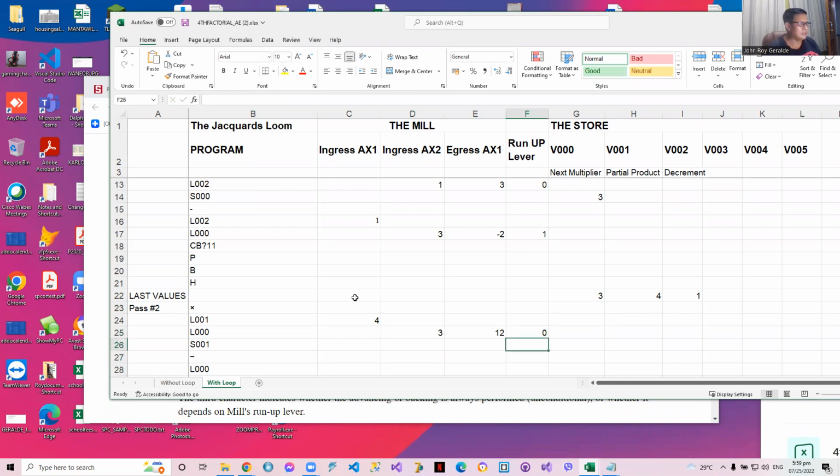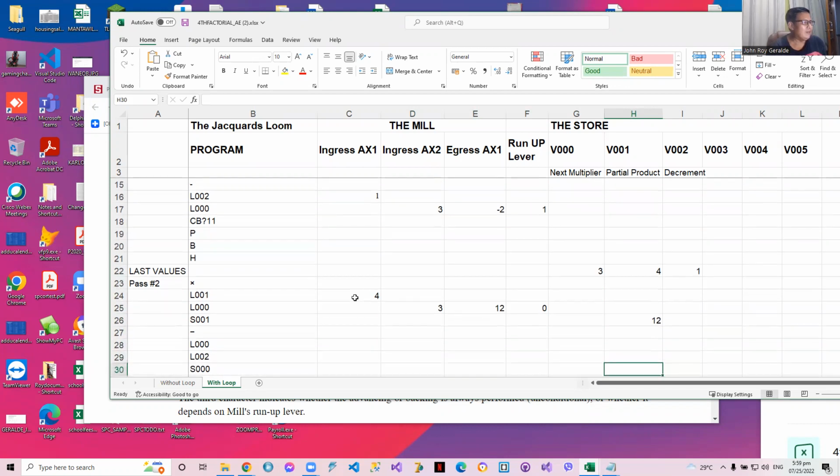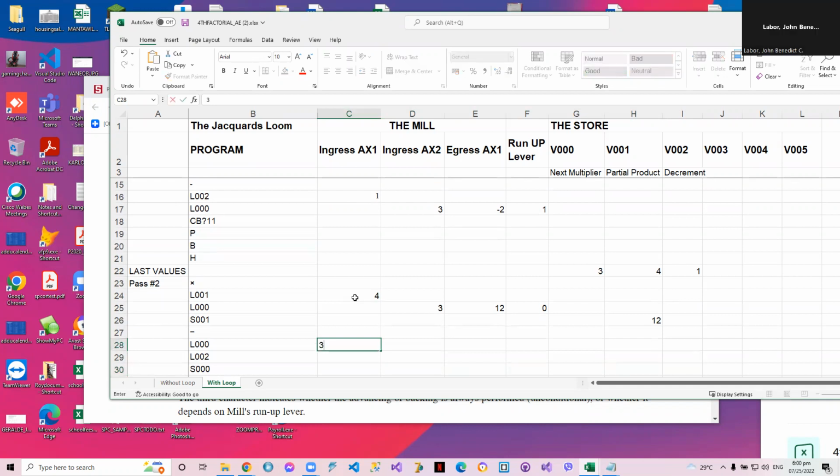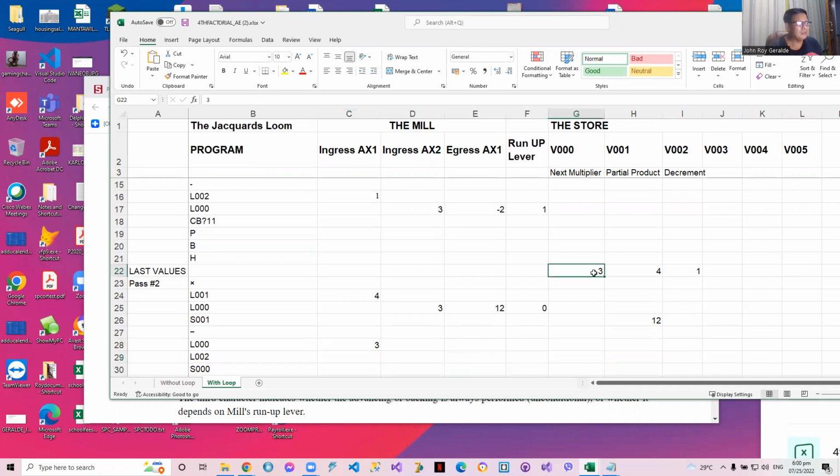Okay. S001, so this now becomes 12. Do you follow? The last value, which is the egress axis, is stored to variable 1. Okay, are we clear? Then we'll have a minus L00. What's L00? 3. L002 is 1. That's always 1. So 3 minus 1?